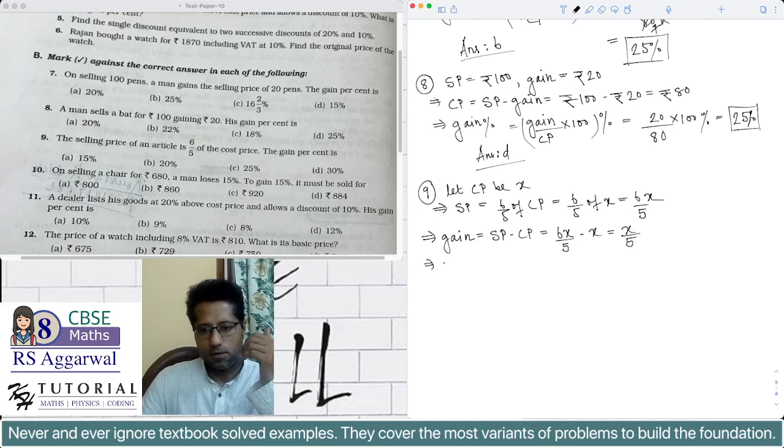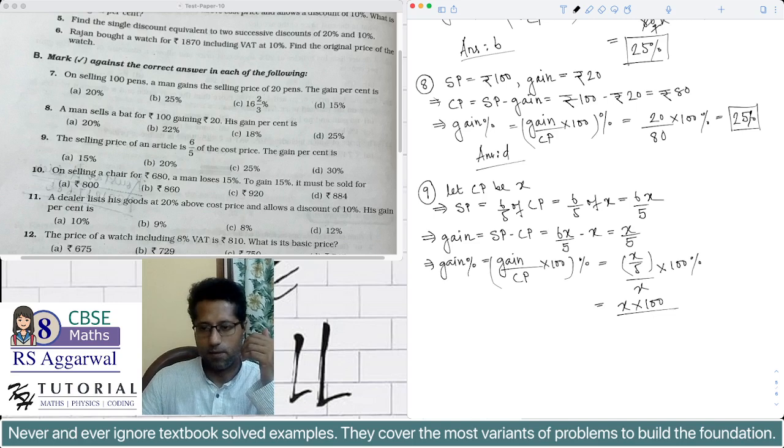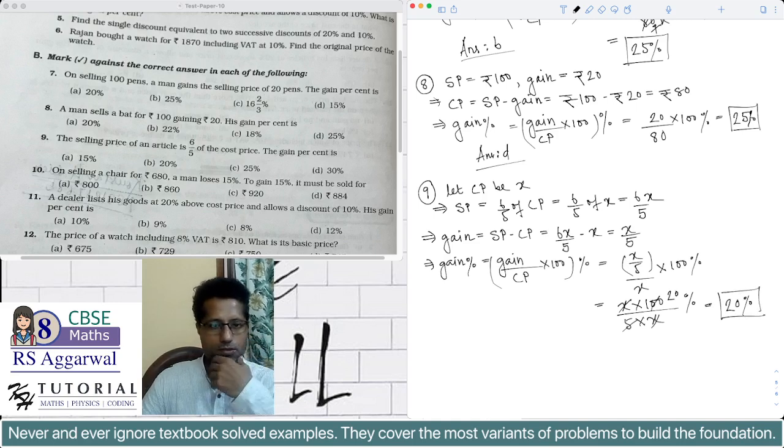This implies the gain percent is equal to gain divided by CP multiplied by 100, this much percentage. This is equal to gain is x by 5, CP is x, multiplied by 100, this much percentage. This is equal to x multiplied by 100 divided by 5 multiplied by x, this much percentage, and this is equal to 20. So the gain percent is 20%, and hence the correct choice is B.